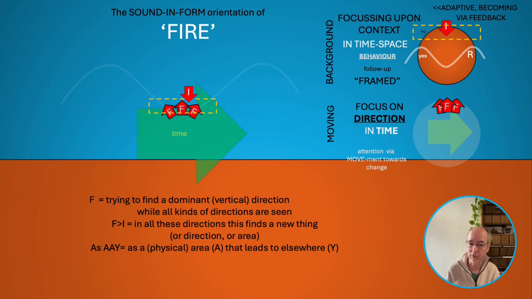That way we also try to find within all these directions the new thing or the new direction or new area. It can be all these kinds of things when we simply follow up the meaningfulness of E. But it's not pronounced as E, it is pronounced as I. I, again, gets us a choice which kind of new thing we are following.